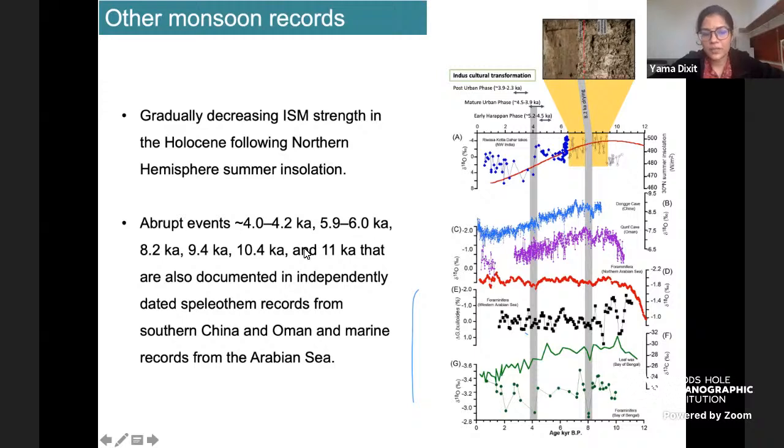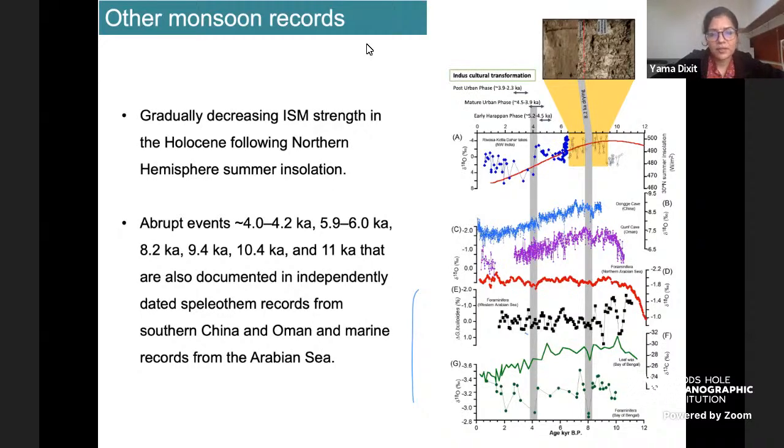So apart from these, there were other events, 9.4, 10.4, and 11, that are there in the lakes, and there are also in the other records from China, Oman, and marine records from the Arabian Sea as well. So we saw the Northwest Indian lake picture, we saw the global picture.